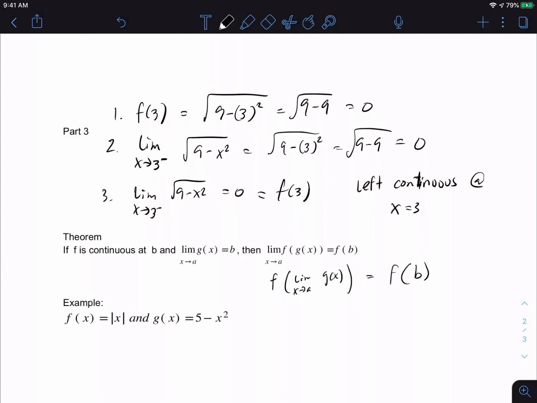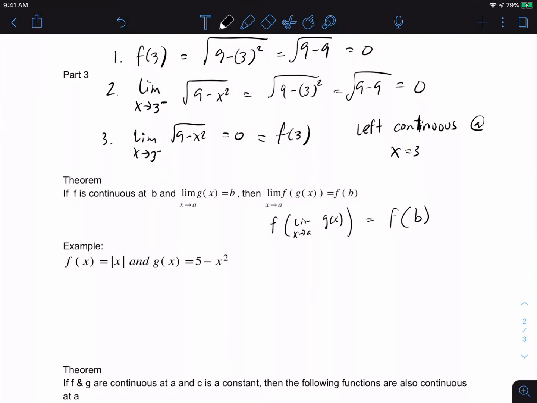Okay. Does that make sense to you guys? It makes sense how they got the f of b at the end? Basically, the limit can go through a function to the part of the function that has the x variable. Okay? Do you guys want me to show you an example? Okay.